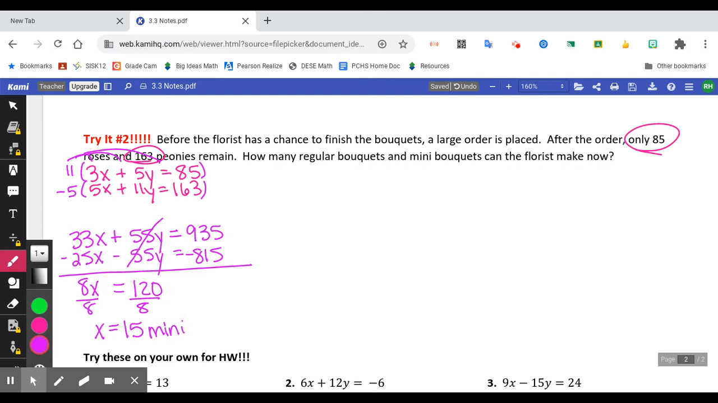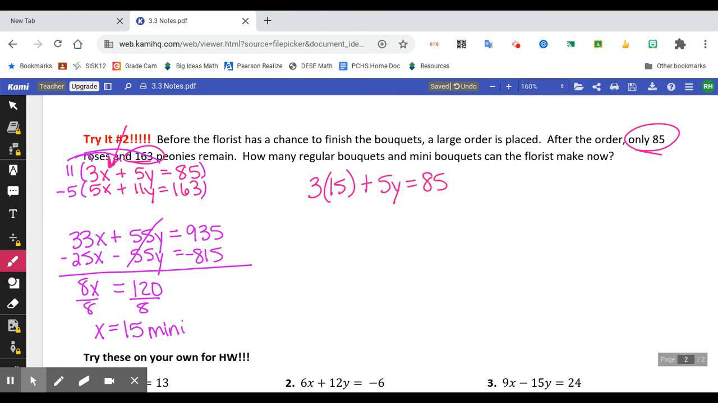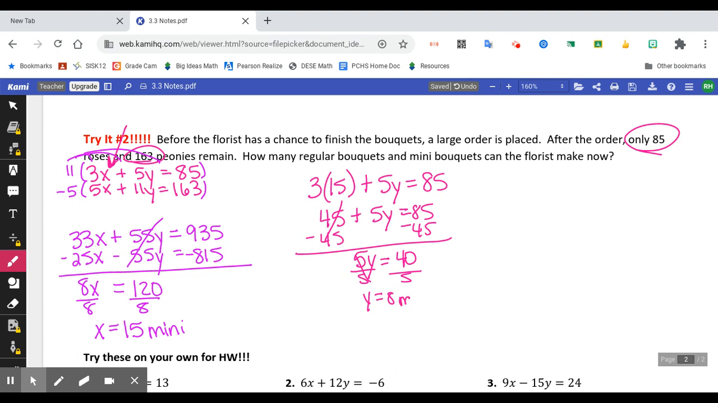Okay, and let's plug it back in. So I'm going to take my x and plug it right back into here. So I have 3 times my 15 plus 5y equals 85. So this would be 45 plus 5y equals 85. Subtract 45 from both sides, and I would have 5y equals 40. Divide by 5, and y equals 8. So 8 regular bouquets.